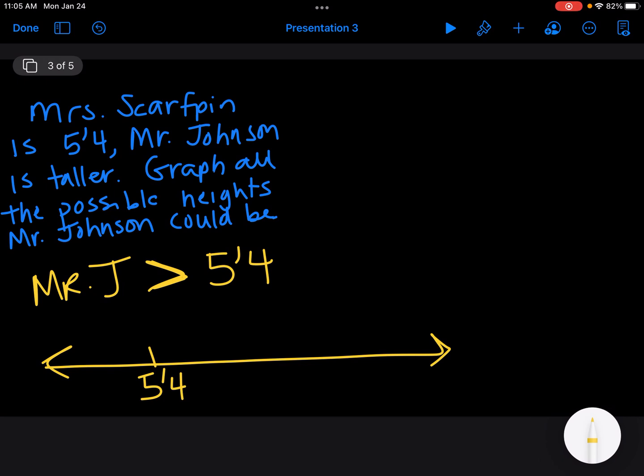So he can't be my same height because he's taller than me, so it's an open circle. He's greater than. We could put like 7 foot tall over here. So he could be all those heights, anything greater than 5'4". I don't know his exact height. We should probably go ask him. But we just know that he's taller than 5'4" because I'm 5'4" and Mr. Johnson's taller.